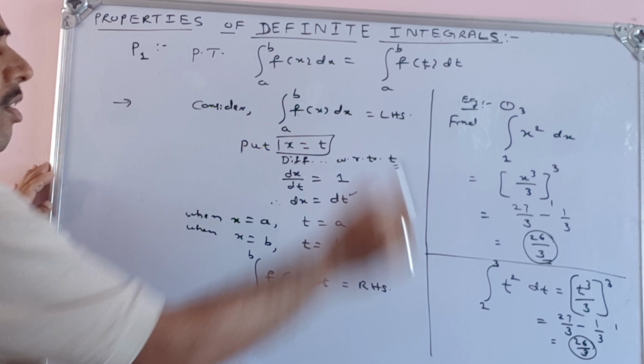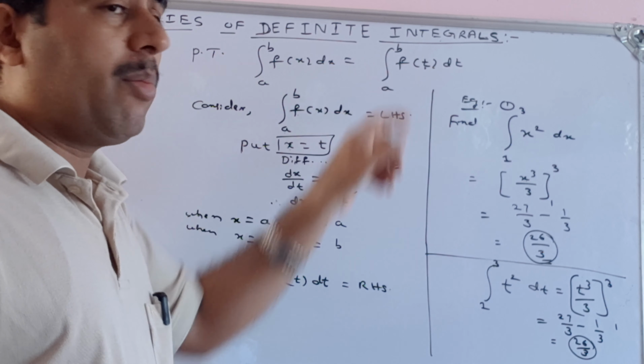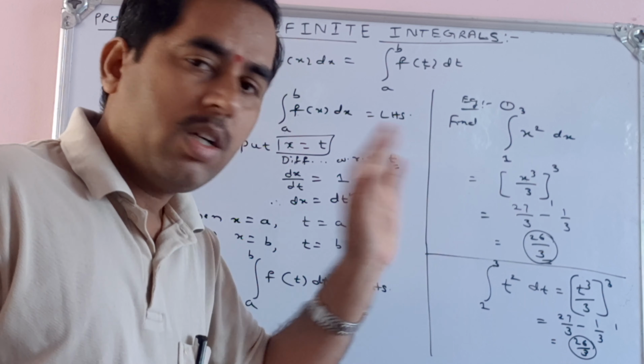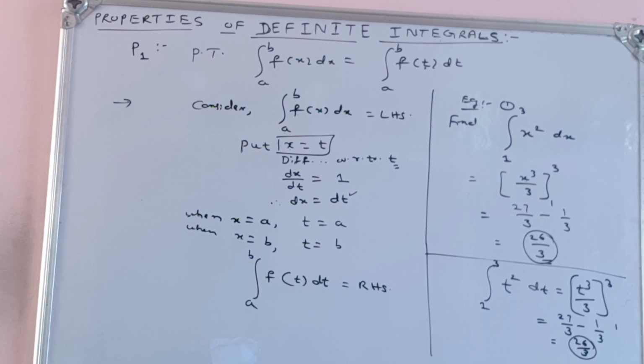So this is the meaning of this first property. Even if we change the variable of integration, the value remains the same. That is our first property. This is the first property of definite integrals, a very, very important property. I have written this as P1, that is, the first property. So note down the solution of this.